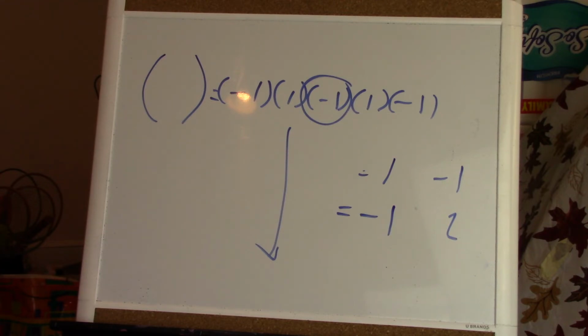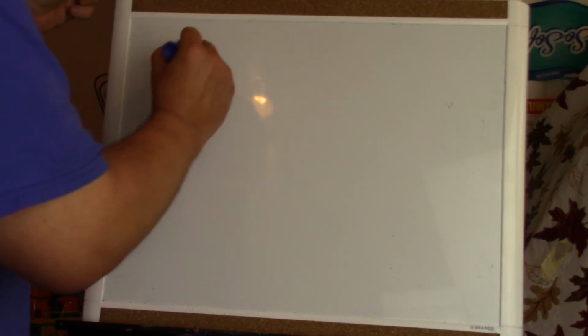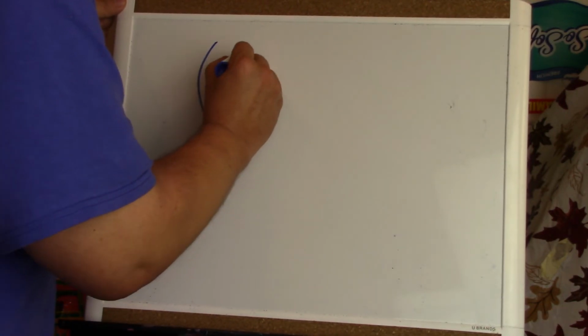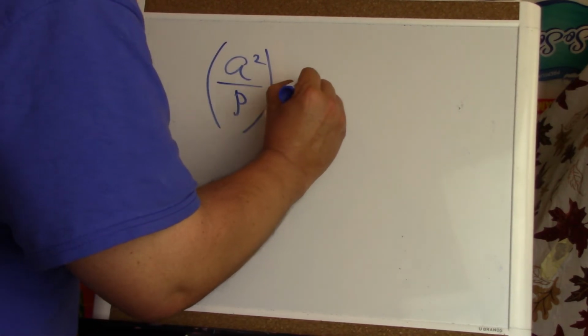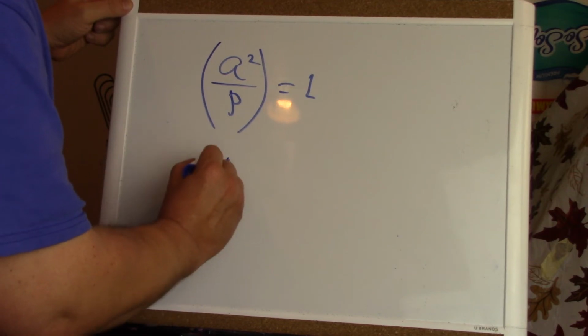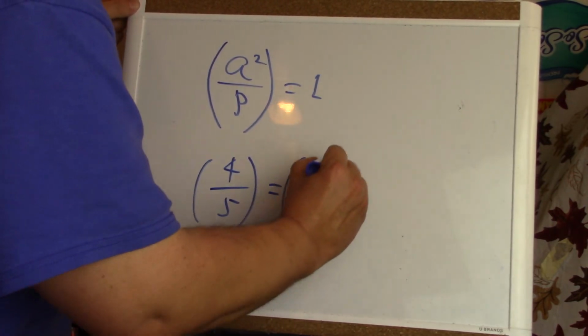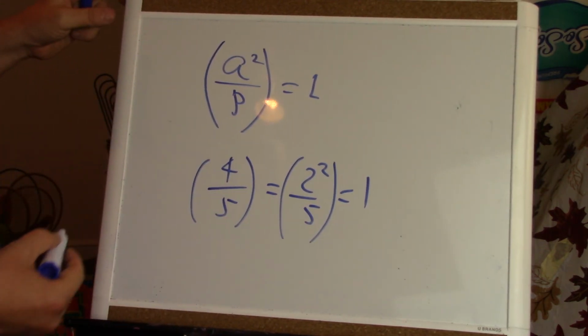Did I also mention, I think I forgot to mention one little detail, which is the square. So squares in Legendre symbols are always equal to 1. Okay, so for example, the Legendre symbol 4 over 5 is 2 squared over 5, which is 1. And that's another technique that you're going to use.